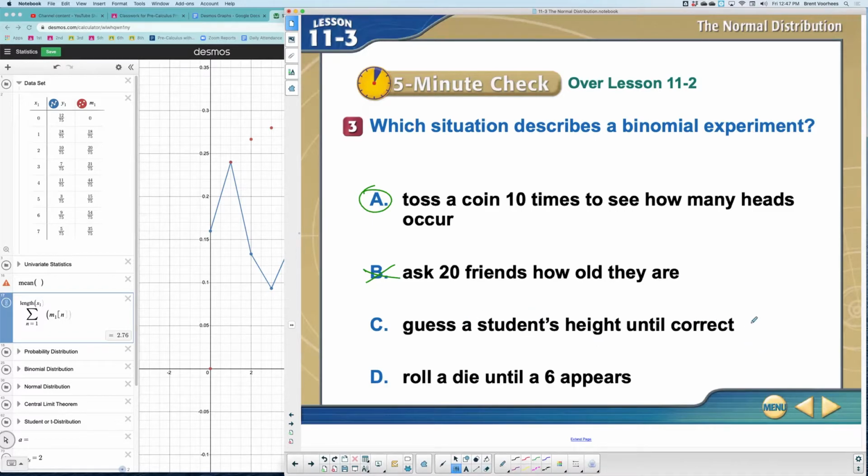I try to guess a student's height. Well, I might look at you and say, well, you're kind of shortish. So I'm going to say 4 foot 1 inch. You might say, that's right. Or you might say that's wrong. What do you think? Well, it's either right or wrong.